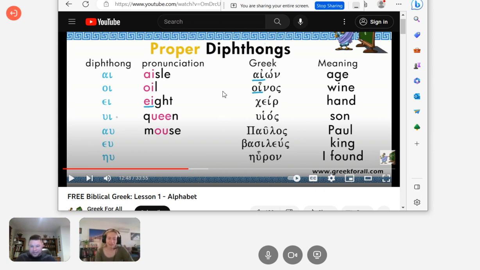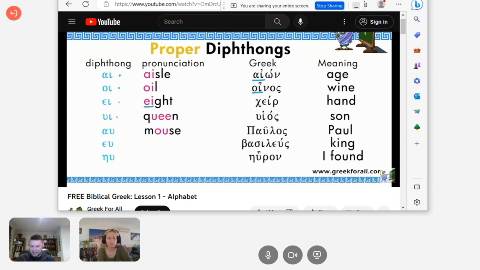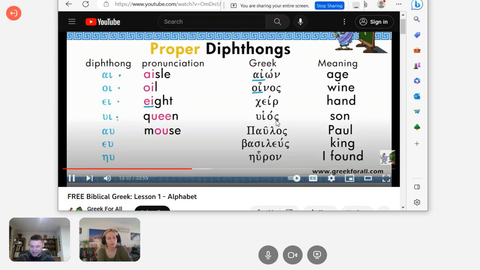All right, let's see the other combination. The next diphthong is ui. It gives us a similar sound to the word queen, but not exactly like queen, because queen gives us the sound uin, and this is the diphthong ui. Four of these diphthongs give us similar pronunciation: ai, oi, ei, and ui. So the Greek example is the word huios. This is our diphthong, huios, meaning son.